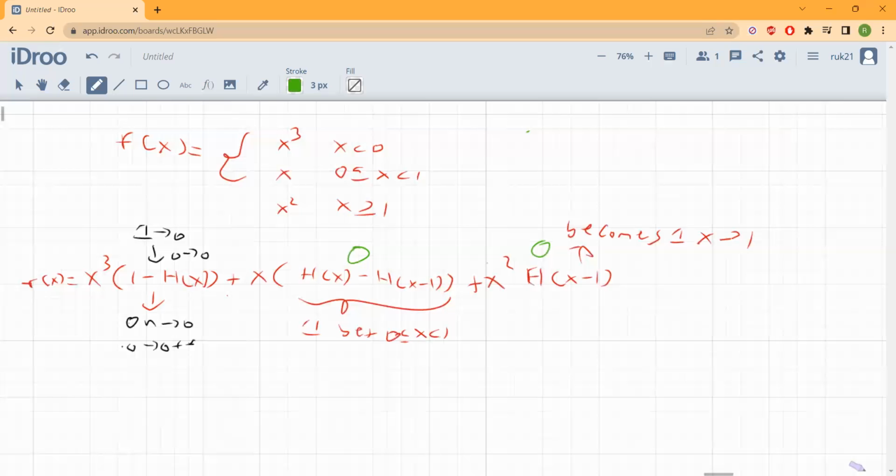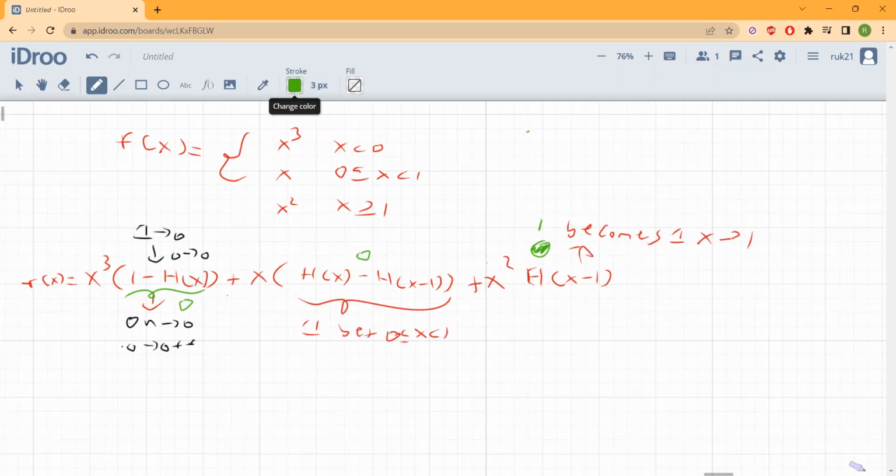Then when x reaches 0, this part of it will become 0. This part of it will become 1, but this part of it will still stay 0. So all we will really see in the function is going to be x. Finally, when x is bigger or equal to 1, this is again going to become 0. So 0 times x is 0, but this is going to become 1. And so we will see x squared.